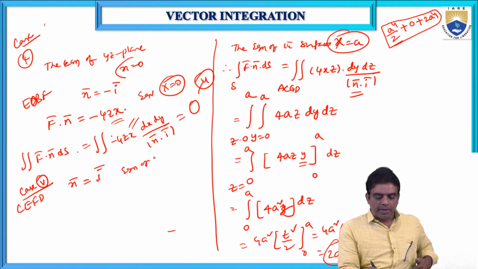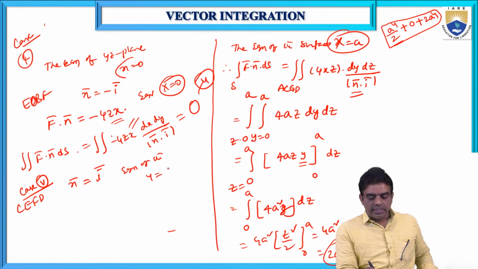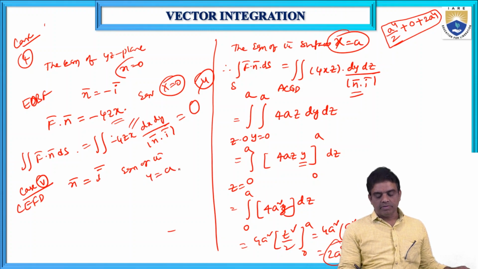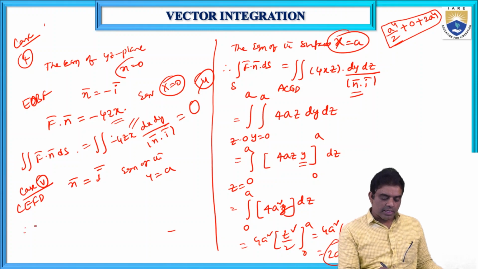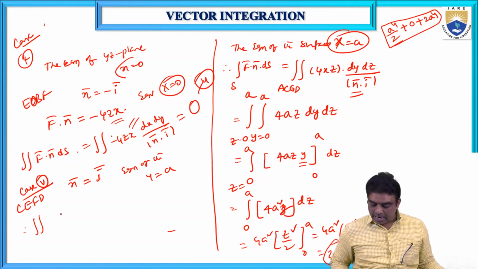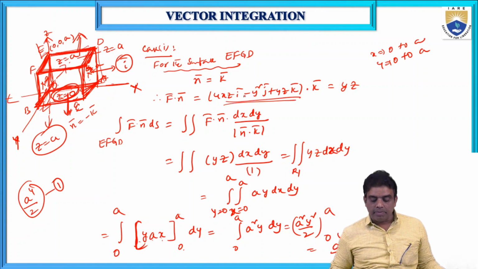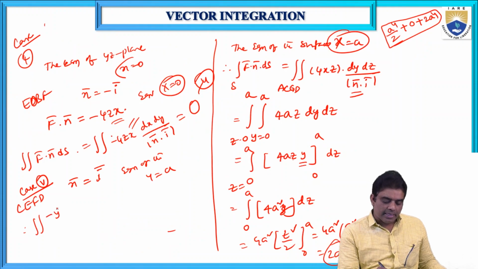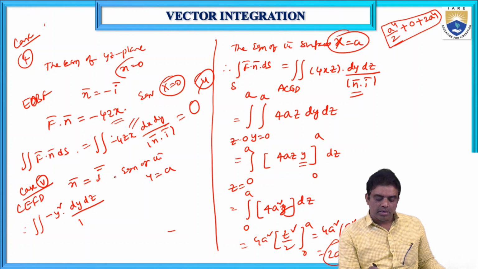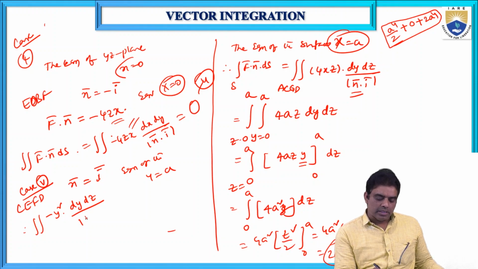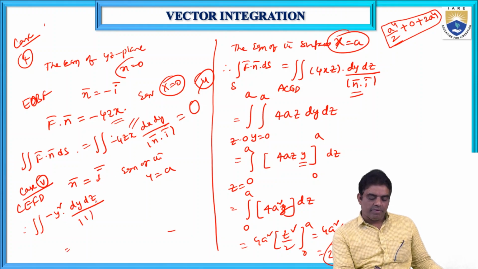And the equation of the plane. What is the equation of the plane? y is equal to a. So therefore, what is the integral of f bar dot n cap? What will you get for f bar dot j bar? That means you only get minus y square, so minus y square dy dz by the magnitude of n cap, and j bar dot j bar is equal to 1. So minus y square dy dz.